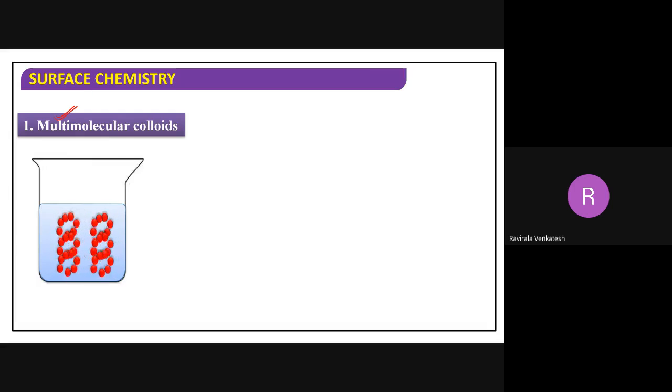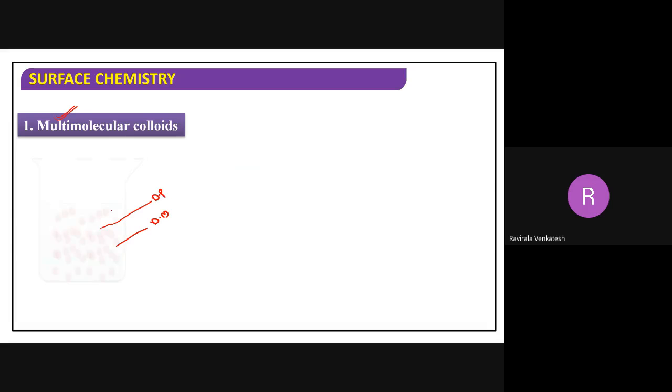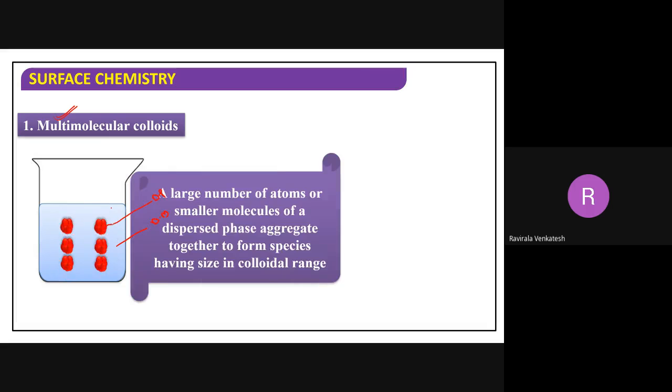What is a multi-molecular colloid? If you see this diagram, the blue color is the dispersion medium, and the red part is the dispersion phase. The blue part is nothing but the dispersion medium, maybe it is water. Now what is happening here? These colloidal particles are aggregating. That means a large number of particles, maybe atoms, maybe molecules, of a dispersion phase are aggregating together to form particles of colloidal size.